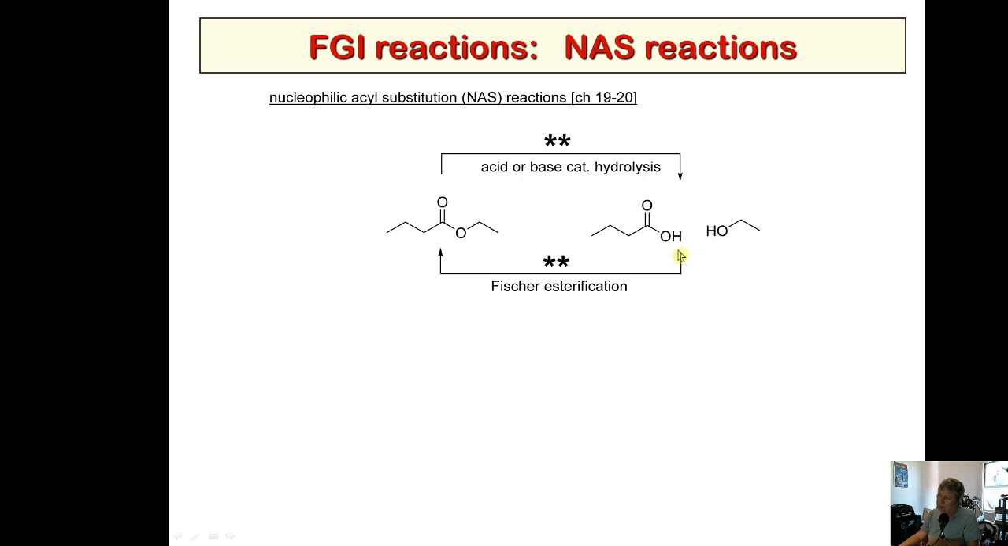Fischer esterification goes the other way, right? And so that's H plus. You need an acid. The Fischer esterification, you always need acid catalysis, H plus. It's a very easy mechanism, right? It just snaps the two things together. First you protonate the carboxylic acid, then proton transfer makes a good leaving group. Standard mechanism you've seen 1,000 times.